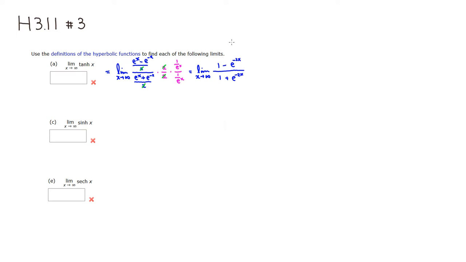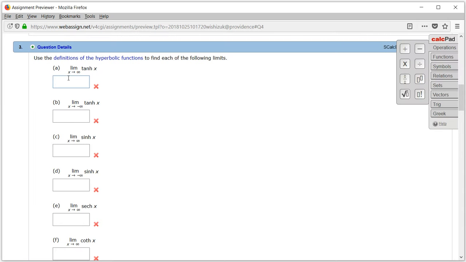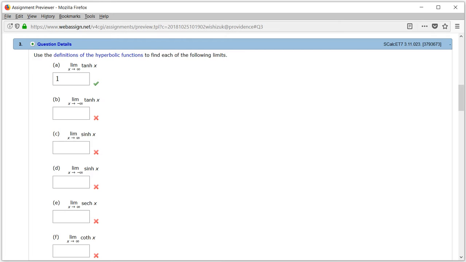Then as x approaches infinity, we know that e to the negative 2x approaches 0, and the other one also approaches 0. So those two terms go away, and you're just going to get 1 over 1, so this is going to be 1. Let's plug it in to make sure, and check the answer. We got part A correctly.